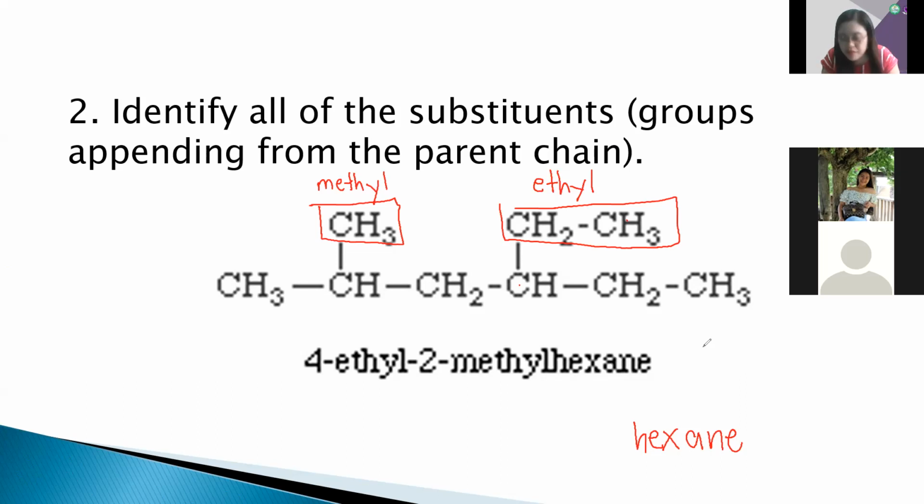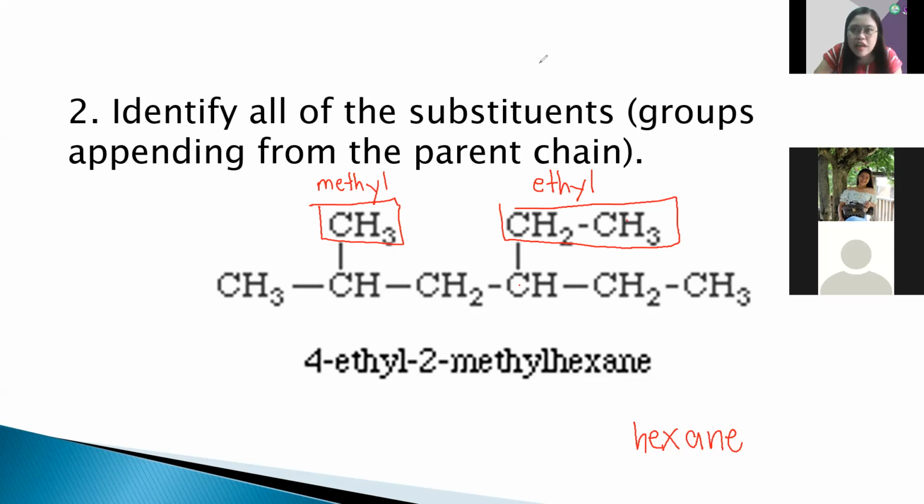Okay? Wala tayong substituent na nag-i-end sa ane ha. Lahat yan mag-i-end sa il. Okay? Kasi kulang talaga yan sila ng hydrogen. Ni-remove kasi kailangan i-bond doon sa parent chain. So we have identified now the names of our substituents. We'll have to number now the parent chain.